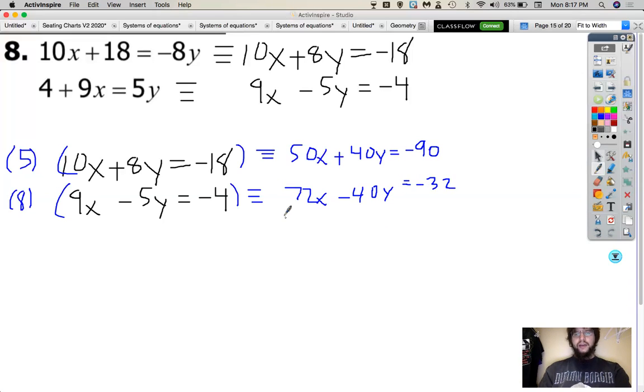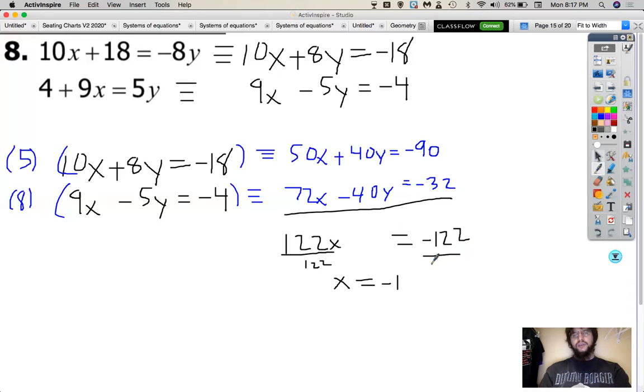Add these together, combine them. That's 122x. I did that right? I think I did. Yeah, I did. No y's equals negative 122. Oh, that's nice. 122. Divide, x is equal to negative 1. We divided by 122 to both sides. And we got x is negative 1.